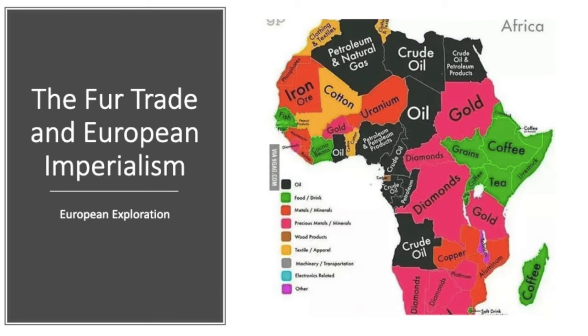The fur trade and European imperialism. European exploration. Europe's imperialism all began with their exploration to find new land for commerce and trade. Europe wished to subdue inland ethnic groups after their conquest of Africa. This was so they could establish complete colonial rule and to exploit the land's mineral resources.